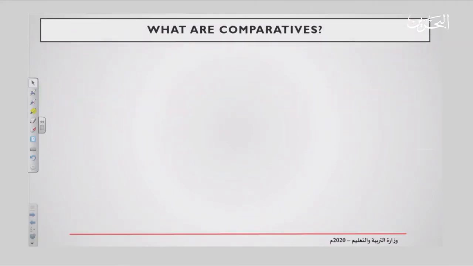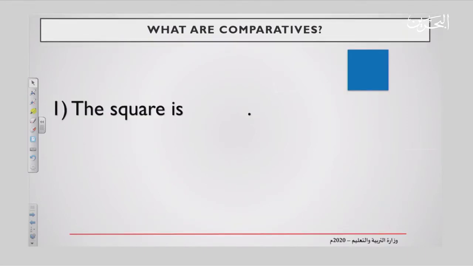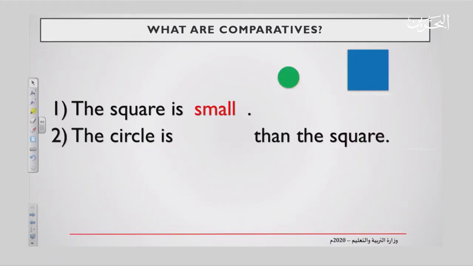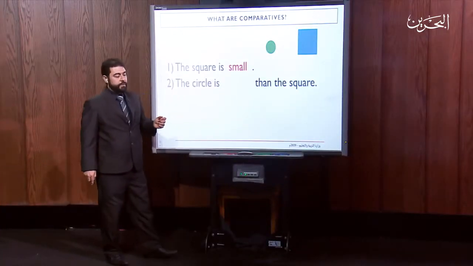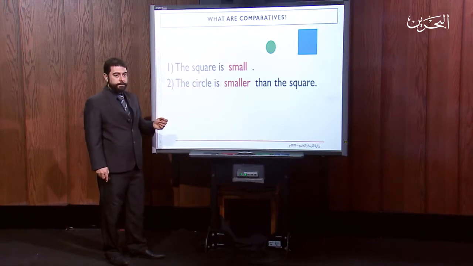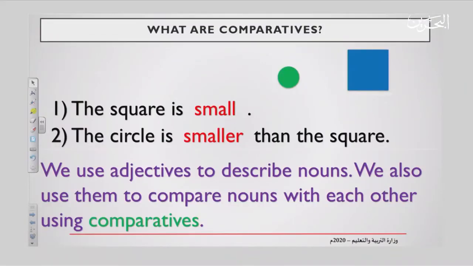So, what are comparatives? Look at the square we have. Number 1, the square is, and you have to use an adjective to describe that square. We have small. Number 2, look at the circle. The circle is than the square. We would like to compare both shapes, the square and the circle, so we use smaller. So we use adjectives to describe.